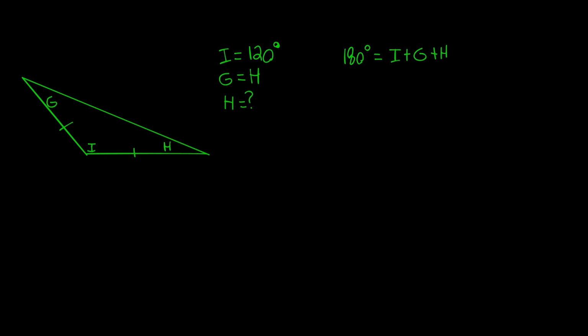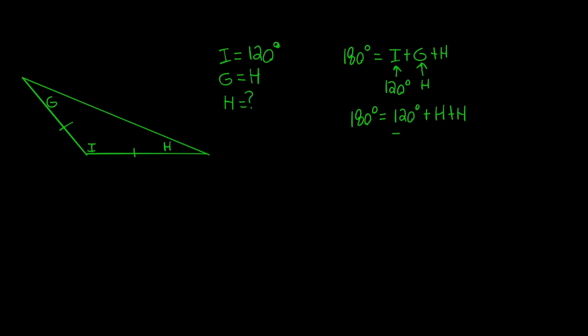So we're going to start with our substitutions. So we're going to have 120 degrees for I, and at this point, we can sub in either one. It doesn't really matter. I'm going to say that G is H here, but if you put H as G, it wouldn't make a difference. So we have 180 degrees is 120 degrees plus H plus H. Now, we can't add 120 degrees and H. We can only add a number and a number, or a letter and a letter.